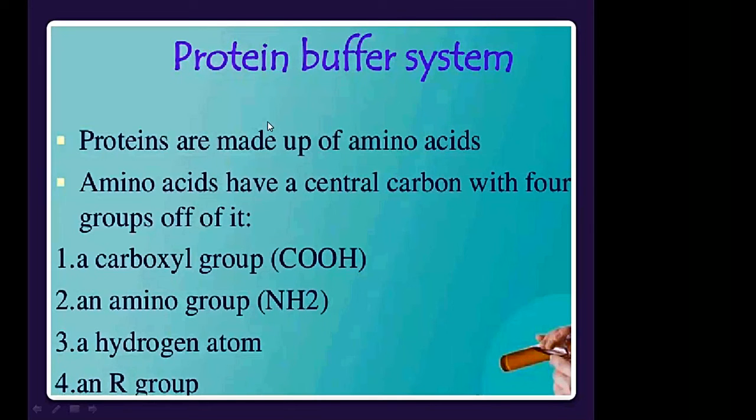So in this protein buffer system, proteins are made up of amino acids. Amino acids play a very important role in this protein buffer system. These amino acids have a central carbon with 4 groups off of it. The first is the carboxyl group, COOH. This plays a very important role. The second one is an amino group, NH2. This also plays an important role in the buffer system. The third one is a hydrogen atom. The fourth one is a side chain group, the R group.